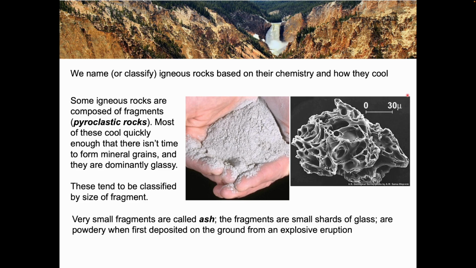You can see a microscope photo of one grain of volcanic ash up here. When they're first deposited on the ground, they tend to be quite powdery. You can see these hands are holding some ash as well. Very powdery, looks like sand. It's a little bit finer in texture, but it's very soft and powdery when it's first deposited, and you find pyroclastic rocks from explosive volcanic eruptions.